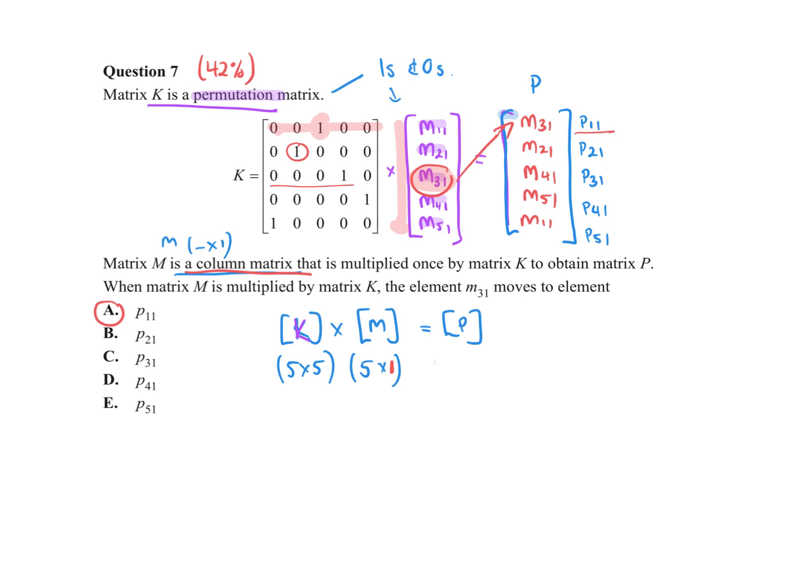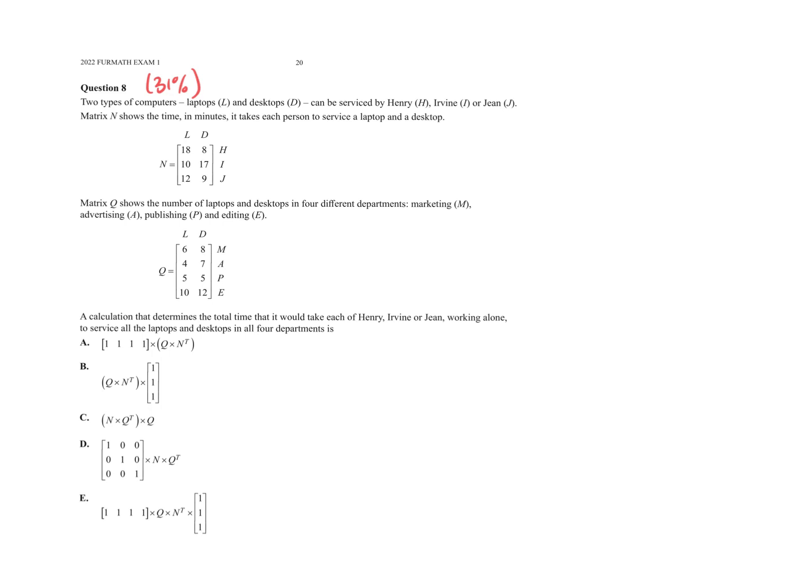2 types of computers, laptops and desktops, can be serviced by Henry, Ivan and Jean. The matrix shows the time in minutes it takes each person to do a laptop or desktop. Matrix Q shows the number of laptops and desktops at 4 different departments, and there it is.